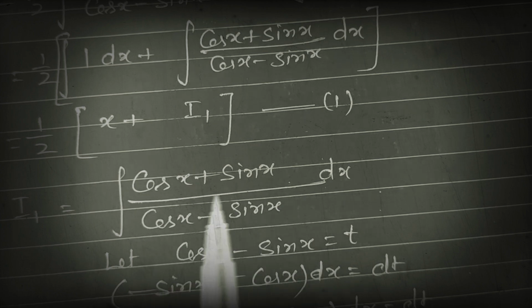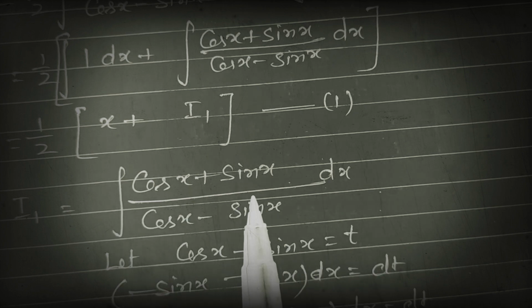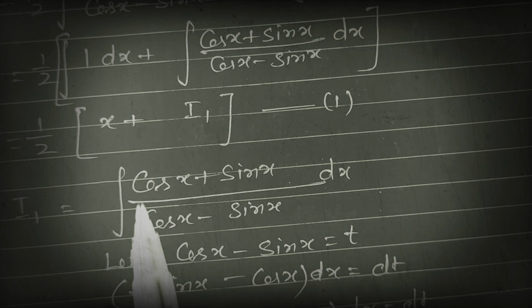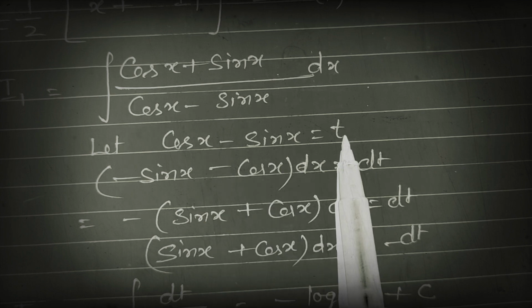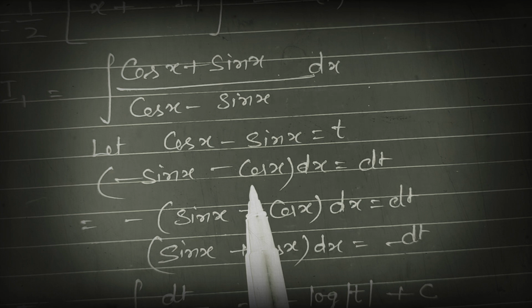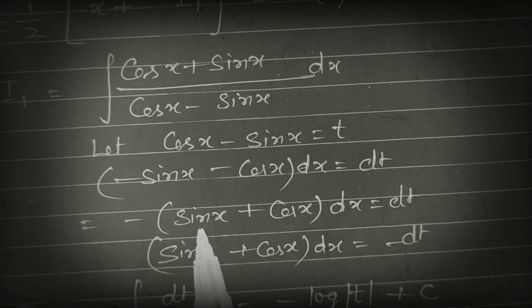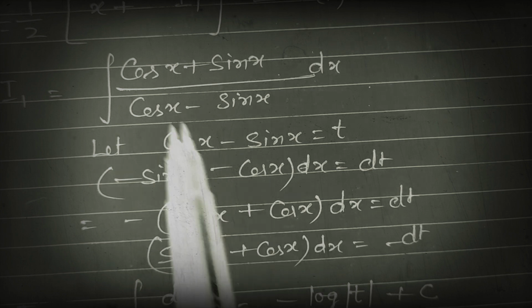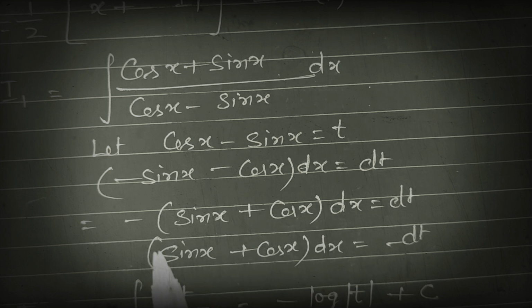If you take the denominator as t, then this will be its derivative. Cos x derivative is minus sin and minus sin derivative is minus cos. Then we take minus common, and this will be the derivative. So look at this, cos x minus sin x as t, dx is equal to dt. Then we take minus common, it is sin x plus cos x, and the numerator is also sin x plus cos x. So minus of (sin x plus cos x) dx is equal to dt.